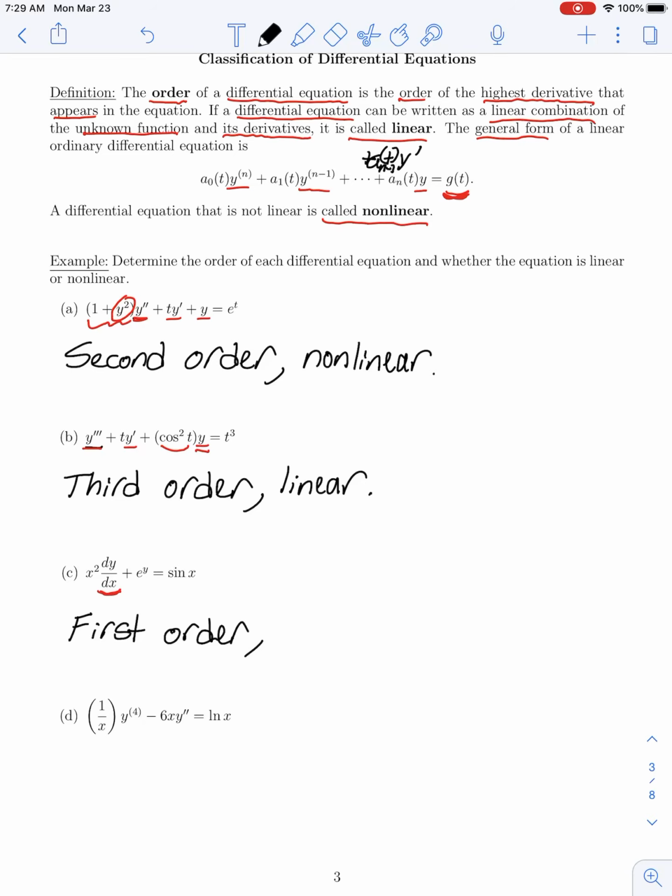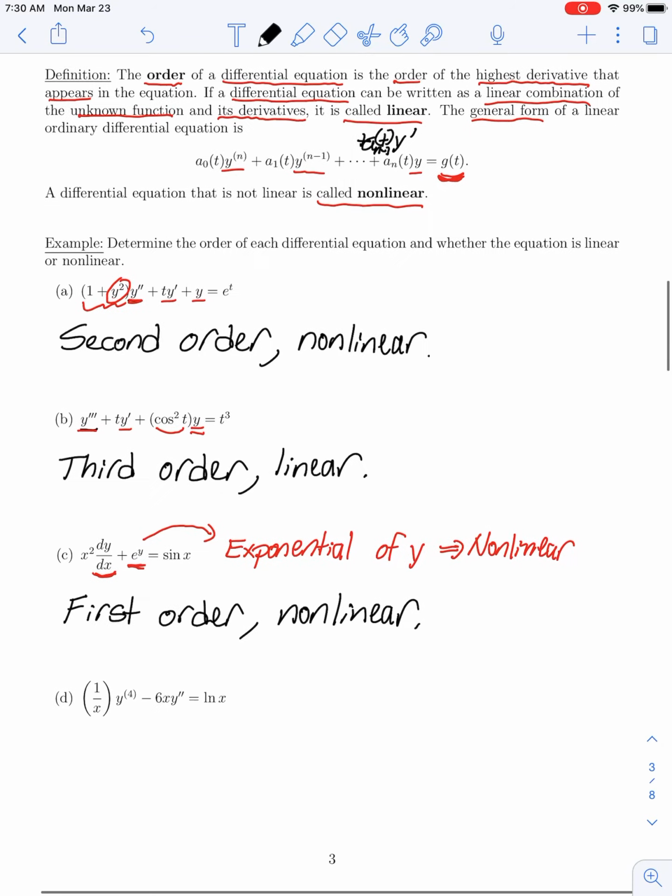And to address linearity, well, we can see if this equation has the general form of a linear equation. And we can see, looking at this first term, we have an exponential function of y, which is not linear. So here, this exponential function of y implies that we have a nonlinear equation. It does not satisfy that general form. Therefore, our differential equation is nonlinear.